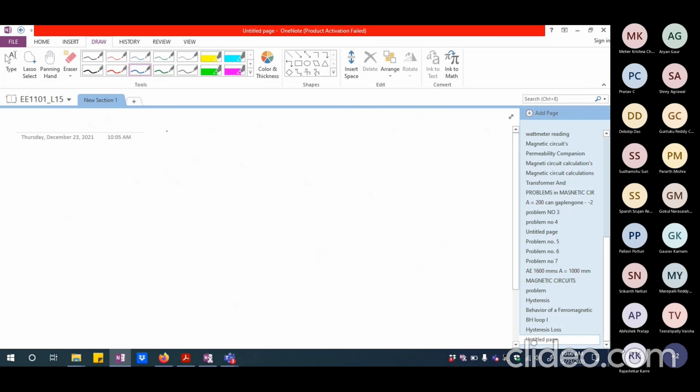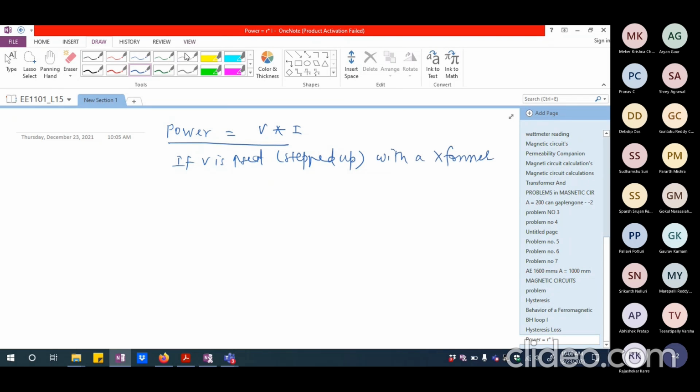So if I look at what is power, power is going to be V multiplied by I. So if V is increased with the help of a transformer, that is, stepped up with the help of a transformer, then you are going to reduce I. So at a lower value of I, you would be able to get the same power.